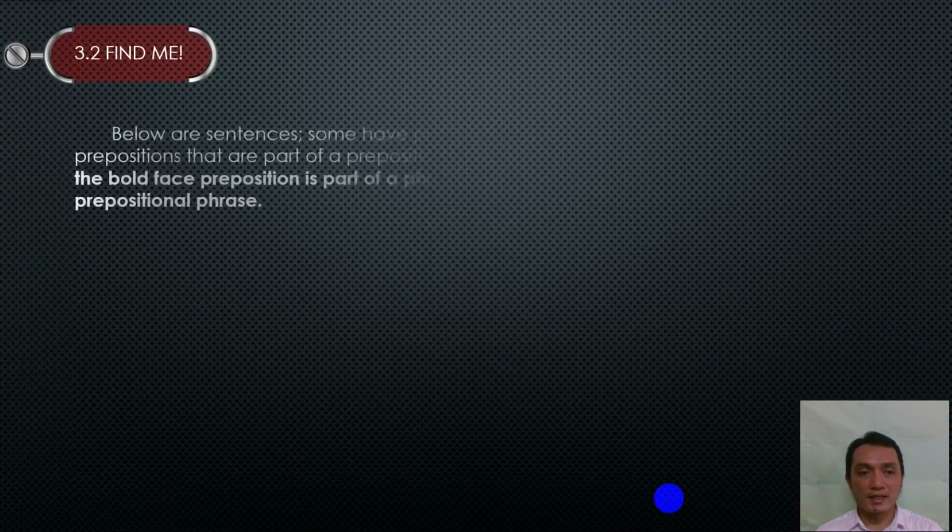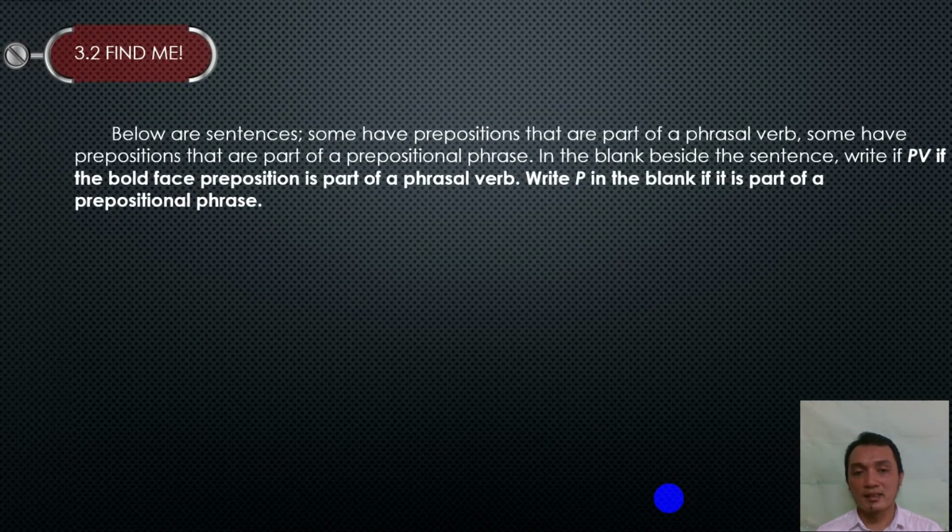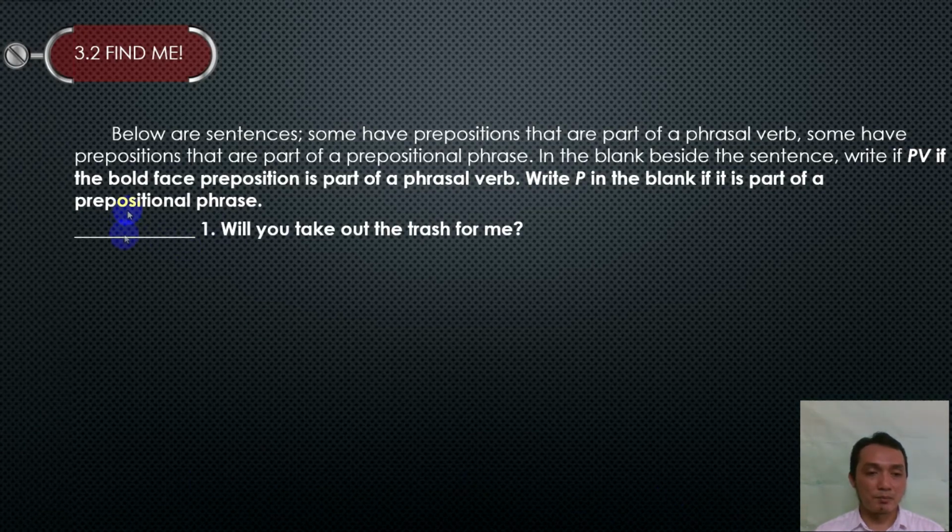Now we go to the next. Below are sentences. Some have prepositions that are parts of a phrasal verb. Some have prepositions that are parts of a prepositional phrase. In the blank beside the sentence, write PV if the bold-faced preposition is part of a phrasal verb. Write P in the blank if it is part of a prepositional phrase. Will you take out the trash for me? You write here PV or only P.